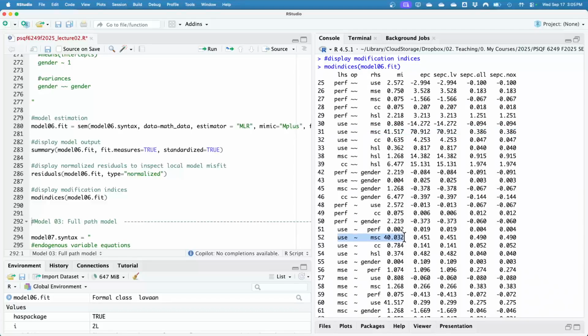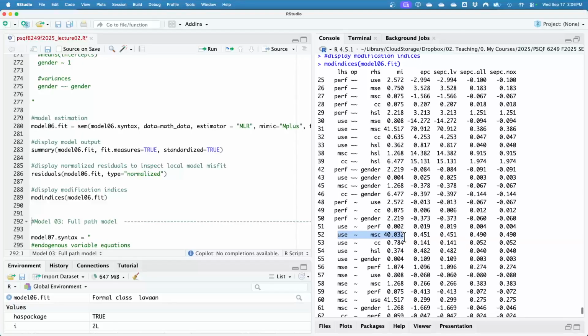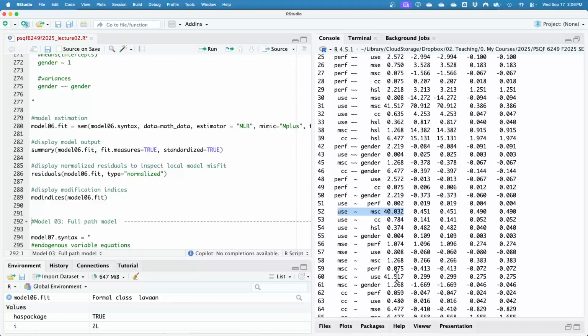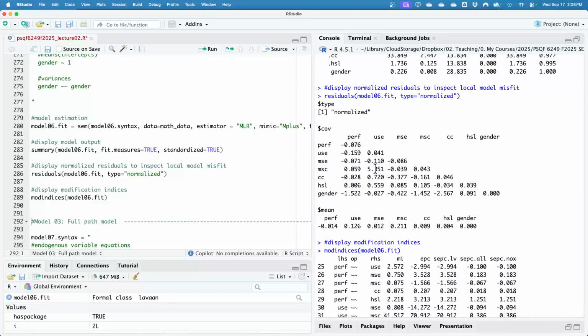Here's usefulness and MSC. This is saying that if we take MSC and use it to predict usefulness, it's going to have roughly the same value, same size. Now it has a bit different parameter estimate. That's because it's units of usefulness per unit of MSC. And then we have a third one right here, MSC tilde usefulness. These three numbers are all trying to remedy that cell that had the normalized residual of 5.51.